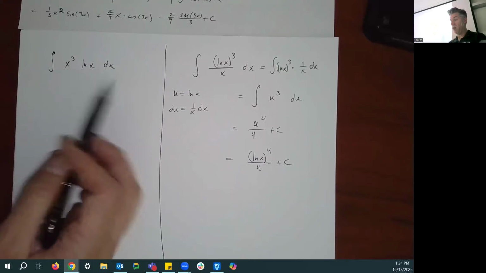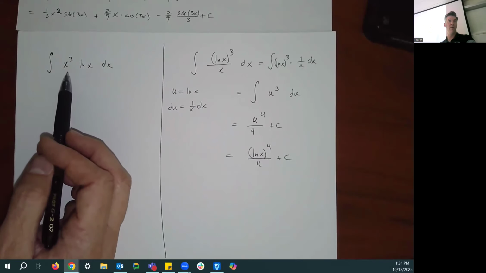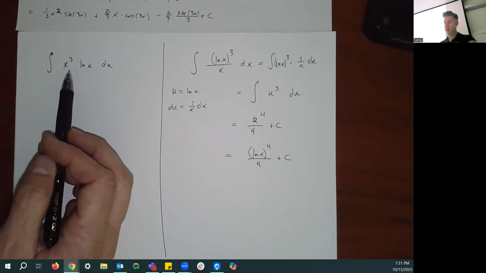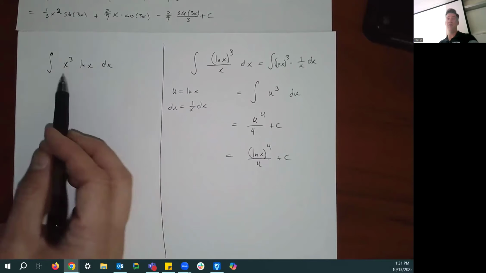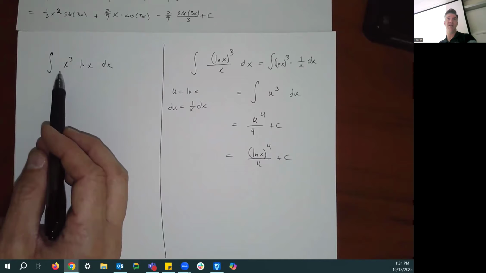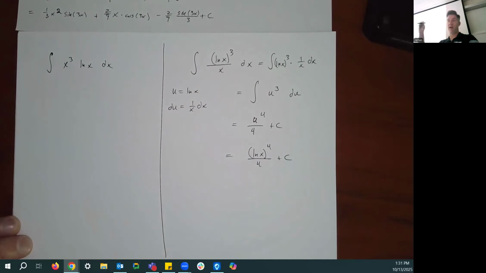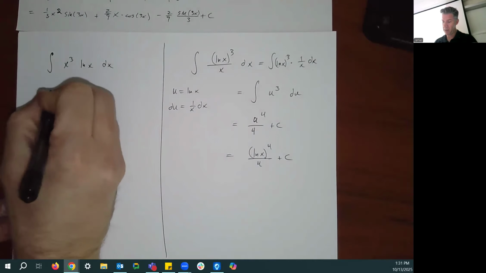On the other side here, not so much. There isn't a good choice for u, because if we choose either of those, the derivative isn't really there. If you choose u equal to natural log of x, its derivative is 1 over x. We don't have that. If you choose u equal to x cubed, the derivative is 3x squared. We don't really have that. Also, we don't have a function within a function, which is a hallmark that we need a u sub. So here, this is definitely integration by parts.